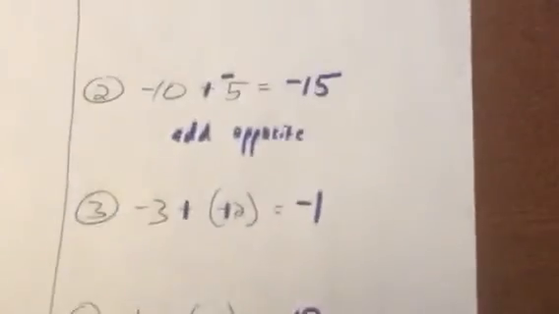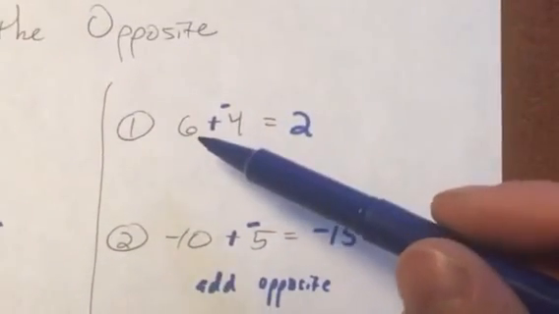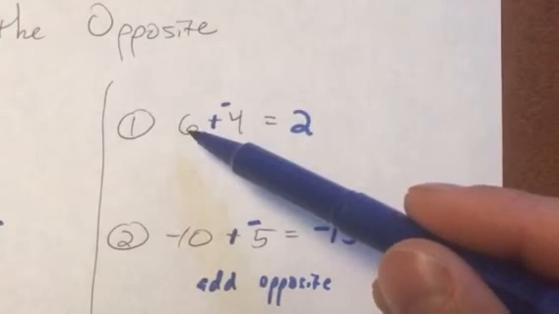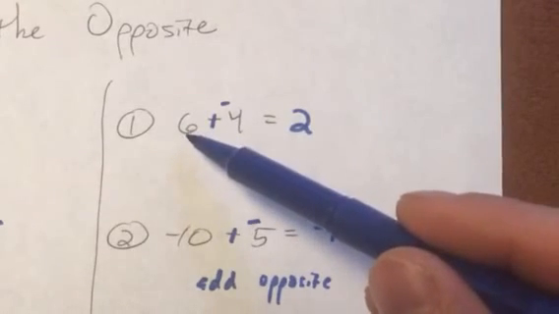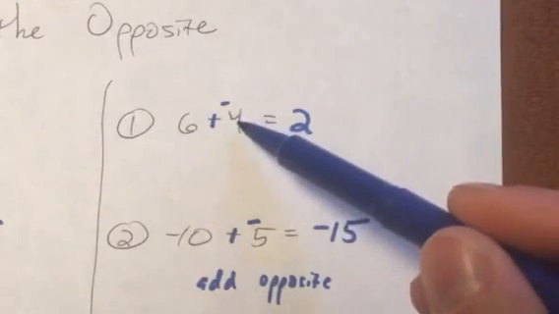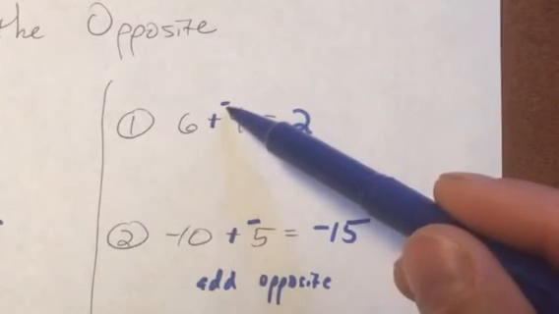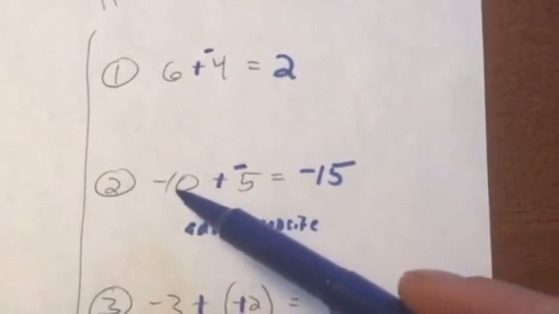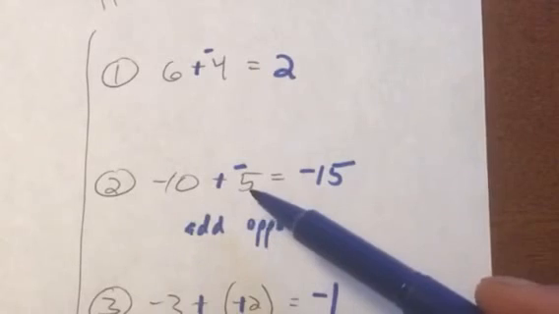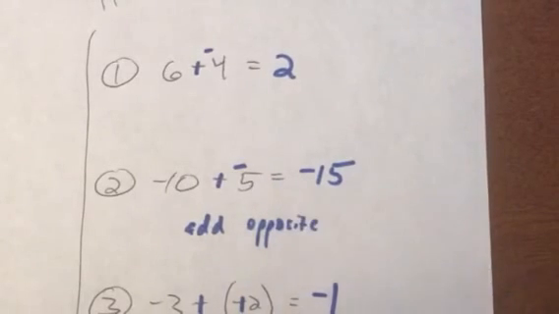So you'll notice that all of these problems have the same things in common. The negative 6 stays, and you add the opposite. That 4 is now a negative 4. The negative 10 stays the same. What used to be a 5 is now a negative 5.